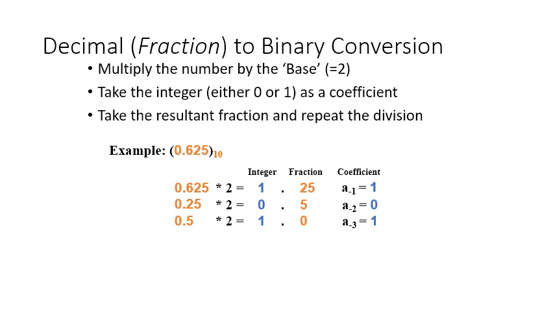Basically, the fractional portion in binary will be equal to 0.101. In this case, you have to take the integers from top to bottom: 0.101.